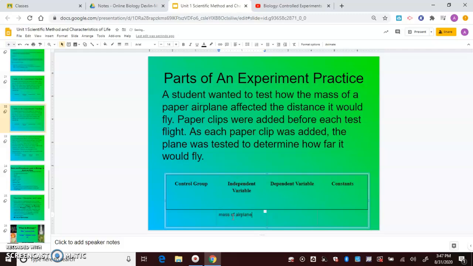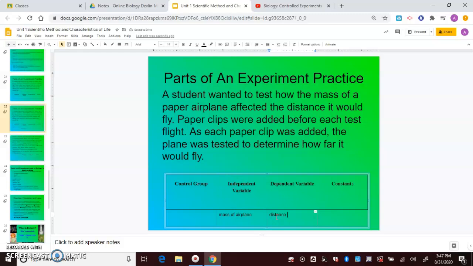Okay, so then what is the effect of adding the paper clips to the airplane? Like, how are we testing the effect that these paper clips have on the airplane? We are looking for the distance. So the distance would be the dependent variable.